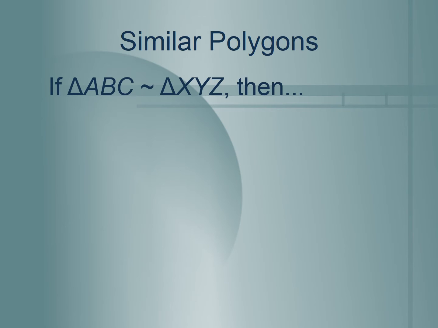And also, if you have similar polygons, it means that those angles are congruent. That's why it's so important to write them in the correct order, because if you're saying A is similar to X, then you're saying A is congruent to X, which means that angle A is equal to angle X.